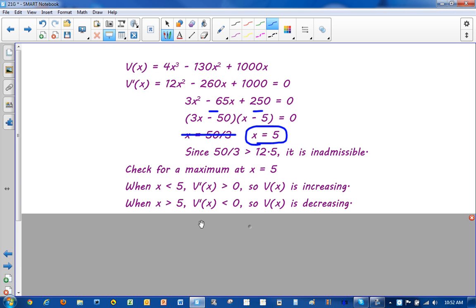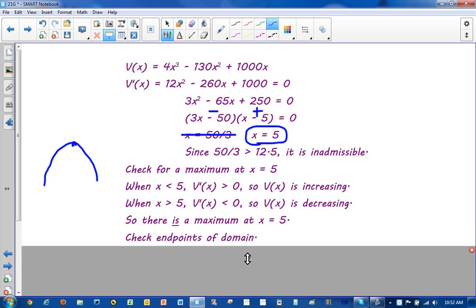Then I try a number that's bigger than 5, like 6. 3 times 6 minus 50 is still negative, but 6 minus 5 is now positive. So the first derivative is negative after x equals 5, which means that the original function is decreasing after x equals 5. So if I've got a function that is increasing before I get to x equals 5 and then decreasing after I leave, that's obviously a maximum there at x equals 5.